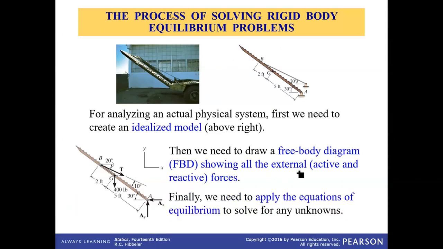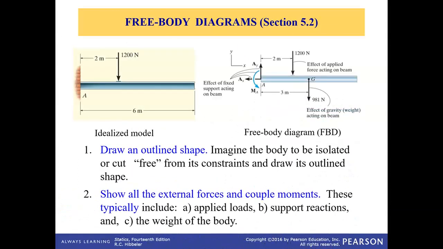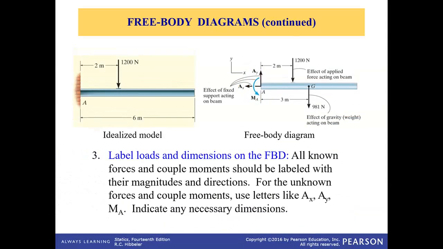When we indicate forces, we show both the active forces and support reactions. The support reactions are called reactive forces. For example, weight is an active force, and tension T is an active force. AX and AY are support reactions. Finally, we need to apply the equations of equilibrium to solve for any unknowns. Once again, that fixed beam example: the support reactions are AX, AY, and MA. So we have three unknowns, and we can solve for them using three equations of equilibrium.